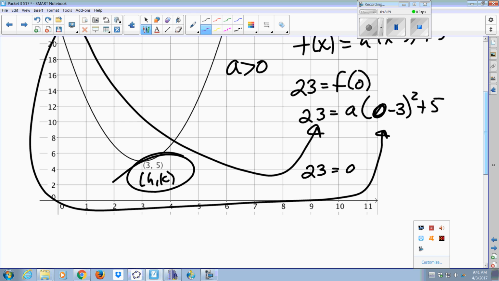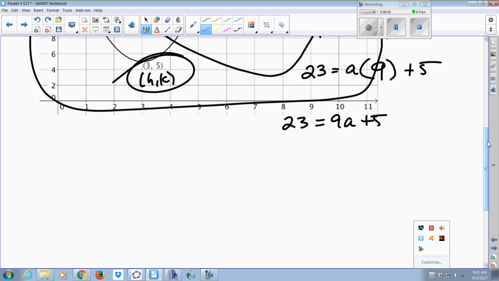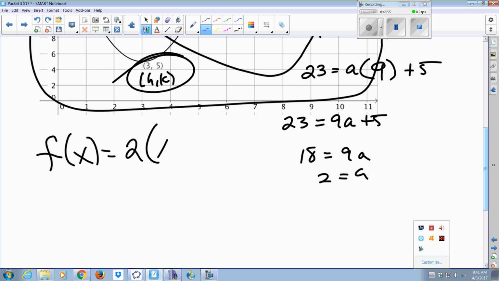23 equals A times 0 take away 3 is -3. When I square it, I get a 9 plus 5. So to solve this equation, I knew how to do this long before I came into this class. It's just a baby linear equation to solve. 18 equals 9a, a equals 2. So now I have all the information I need. Here is my function. 2 times the quantity x minus 3 squared plus k. My vertex is right here. Oops, plus 5, sorry.